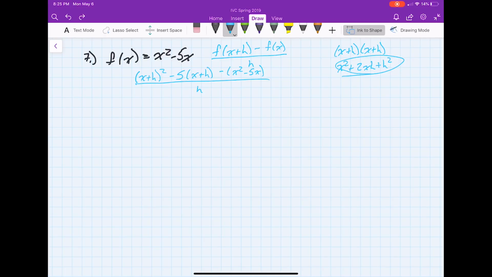So we'll take this whole thing and we'll put that in for this first section over here. So I'll rewrite that right here. So x squared plus 2xh plus h squared minus 5, and I'll distribute this negative 5 over, so it's going to be minus 5x minus 5h, and then minus x squared plus 5x. There we go. And that's all over h.